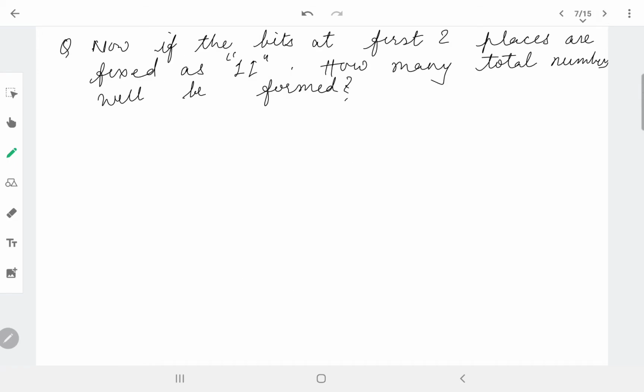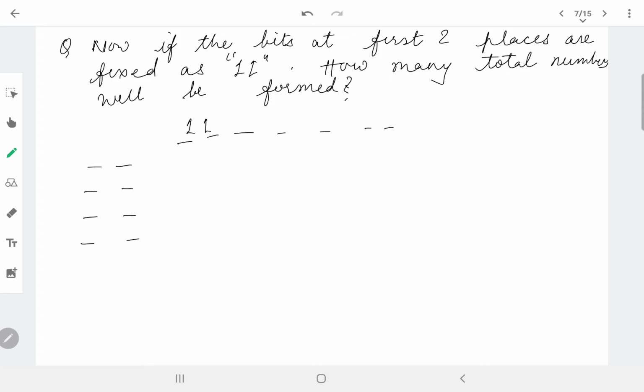Now if the bits at the first two places are fixed as 1, 1, what will be the total number of numbers formed? In this question, I want to focus not only on the total number of binary numbers formed, but also on in how many ways we can fix the first two digits. We can see the first two digits can be fixed in four ways.